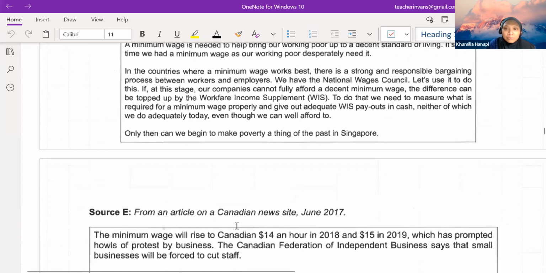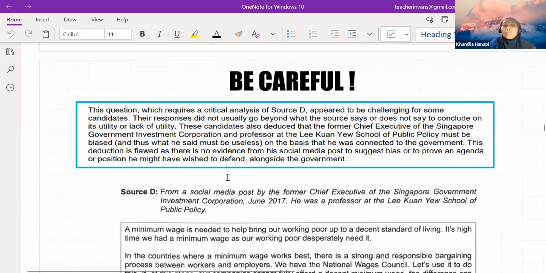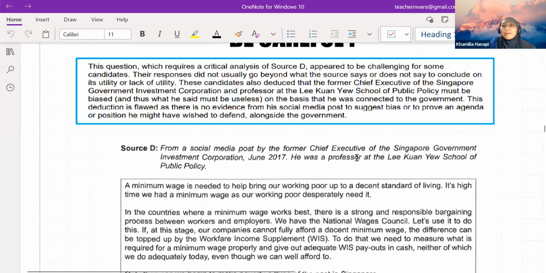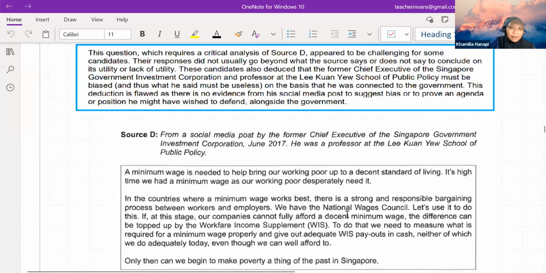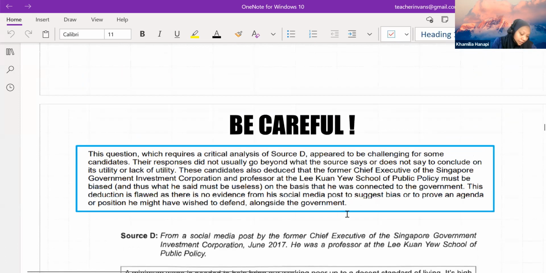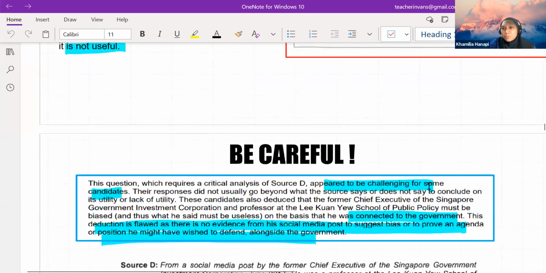A lot of students were actually also saying that, remember I was telling you about the source, that, okay, because this is a chief executive working for the Singapore government, hence it is not reliable. But be very careful, look at this, okay? It requires a critical analysis, challenging for some candidates. That means they couldn't see it. They say that he was connected to government, it was flawed, no evidence, blah, blah, blah. Okay, wrong. Okay, so just be very careful. But I just wanted to highlight this again. Can you see this? Okay, I hope you can see this.